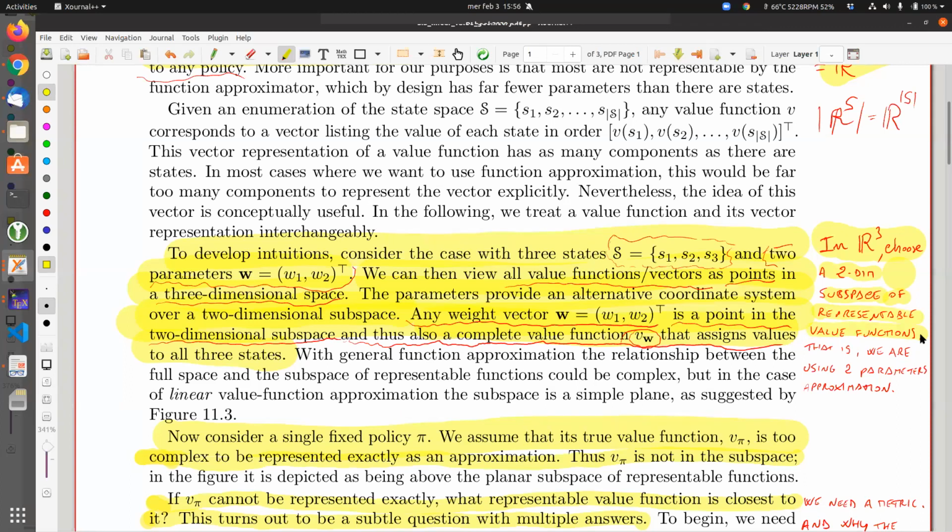Okay. Now, remember we are doing prediction. So consider a single fixed policy. And since we assume that 3 is much, much bigger than 2, we assume that the true value function of this policy is too complex and it is not included in this subspace. It is outside the subspace. And this is expressed by the sentence, cannot be represented exactly as an approximation.